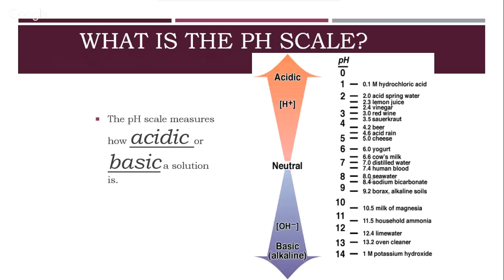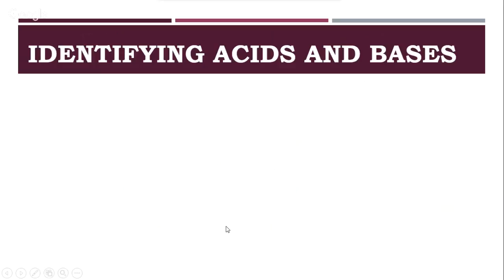Sodium bicarbonate or alkaline soils generally have a pH of 9. A very, very basic solution is oven cleaners. Basically, whatever we use in our restrooms or bathrooms as cleansing materials is very, very alkaline. Even lime water is as alkaline as 12. Household ammonia, which is ammonium water, is alkaline at 11. So this is a quick look at the pH scale.